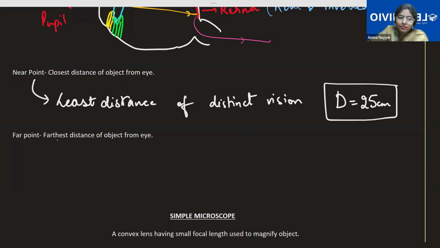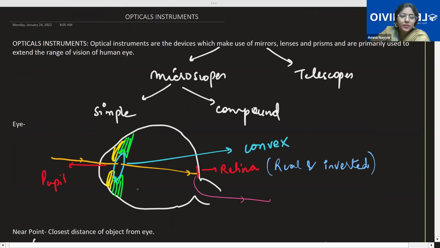That is infinity. The human eye has the capacity which is infinity. That is the farthest point. So these are the 2 points in which we will be discussing: the simple microscope, compound microscope, and the telescopes. Till here, am I clear? Yes, ma'am. Write down this introductory part, then I'll start with simple microscopes.